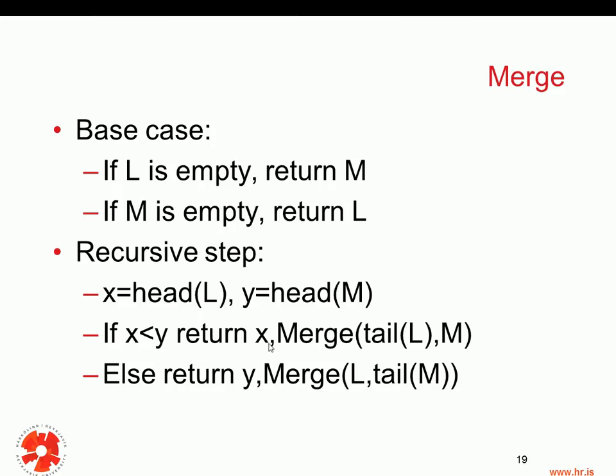So we can return X merged, and then we can return X as the head, and then the tail is the result of merging the tail of the first list, and then M unchanged. M is unchanged because X was less than Y, so X should appear ahead of Y. If, on the other hand, X is greater than or equal to Y, then we know that Y should appear before X. And then we return Y as the head, and the tail should be the result of merging L unchanged, comma, the tail of the second list.